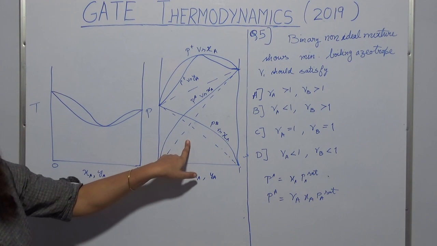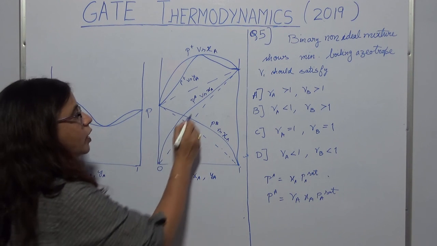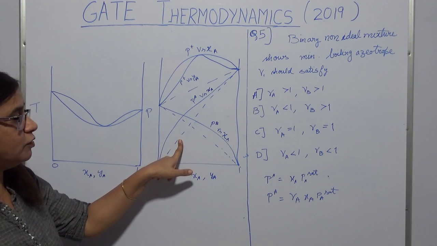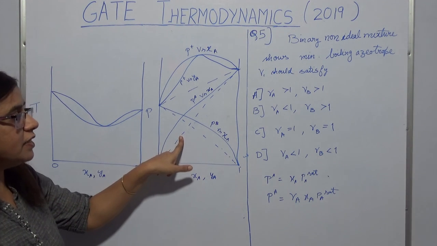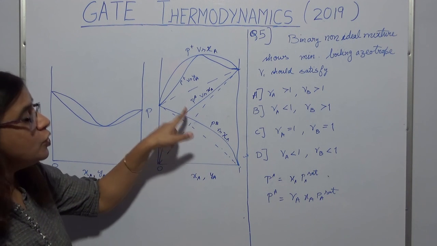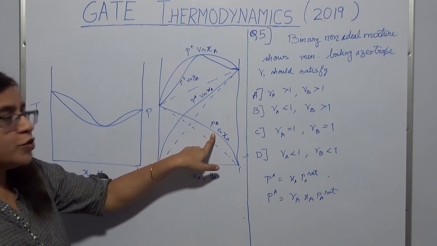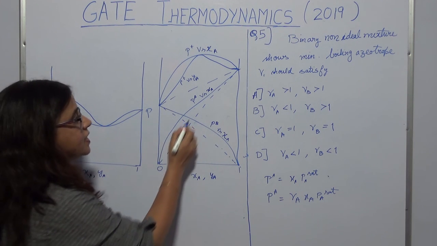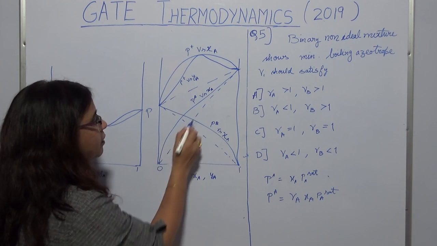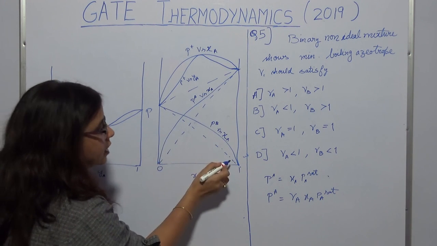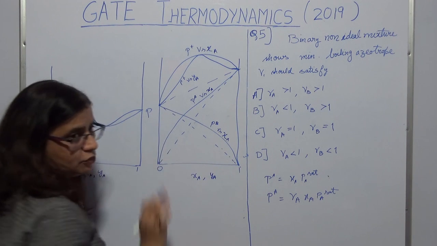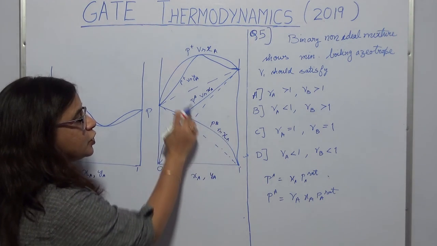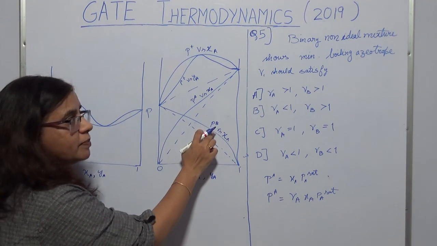In this case what is happening is that these dotted lines, these are my ideal lines. So these I have obtained from Raoult's law. So both the components show a positive deviation from ideal behavior. That's why this plot is above the ideal solution line, and this plot is also above the ideal solution line. So both these partial pressures are showing me a positive deviation from ideality.